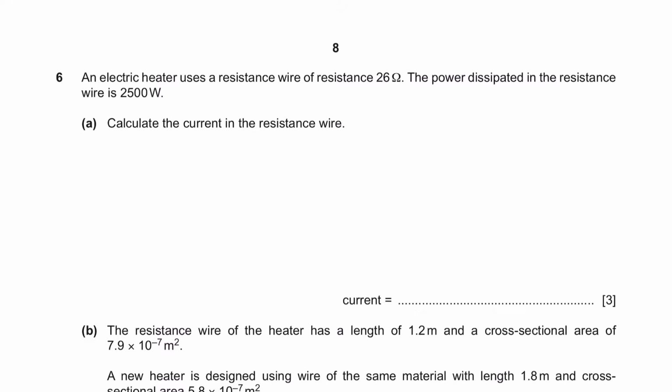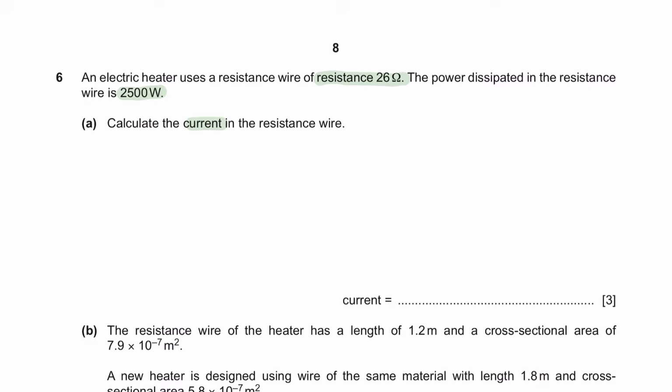Question 6. An electric heater uses a resistance wire of resistance 26 ohm. The power dissipated in the resistance wire is 2500 watts. Question A. Calculate the current in the resistance wire.